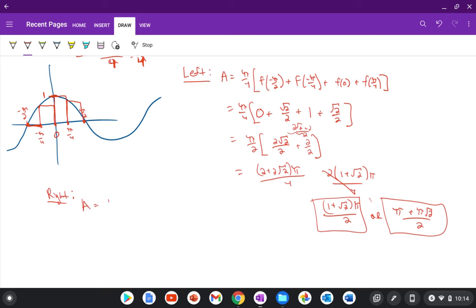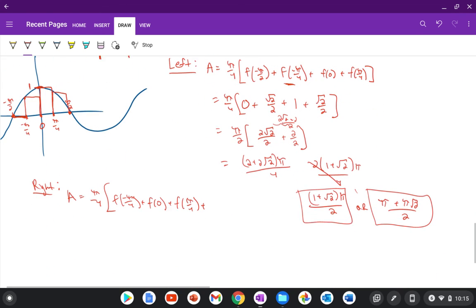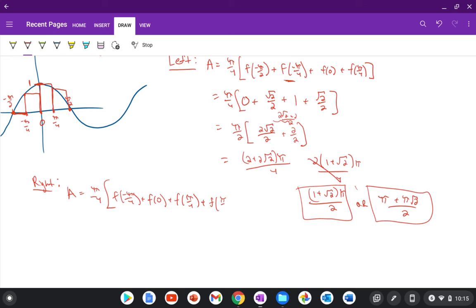Riemann sum works very similar. Get my delta x pulled out in front. My first one is going to be, just going to start with the second one here, f of negative pi over 4 plus f of 0 plus f of pi over 4. And then I'm going to be ending with the b, pi over 2. And I believe we'll get the same exact answer.